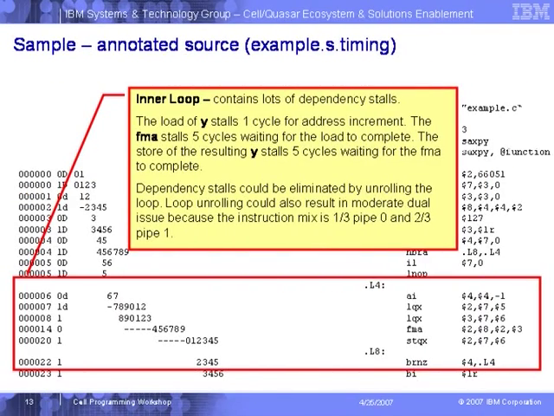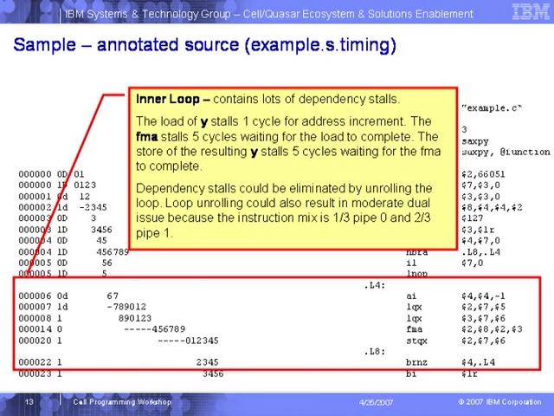Now, let's see the inner loop over here, for example. We're seeing that these two portions are showing a lot of dependency stalls. So basically the load of Y stalls one cycle for address increment if there is one dash. Therefore the store of the resulting Y stalls 5 cycles if there are 5 dashes, waiting for the FMA operation to complete. So for the FMA operation to complete, there are 5 cycle stalls over here. So let's see what else.